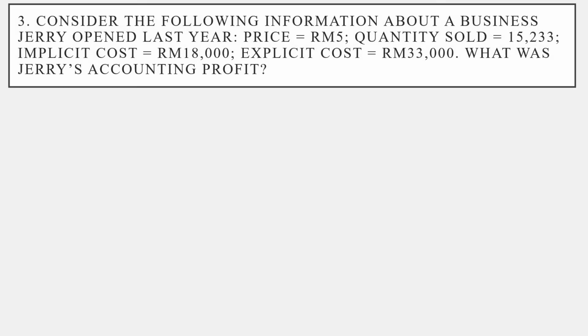Consider the following information about a business Jerry opened last year. Price equals RM5, quantity sold equals 15,233, implicit cost equals RM18,000, explicit cost equals RM33,000. What was the accounting profit?